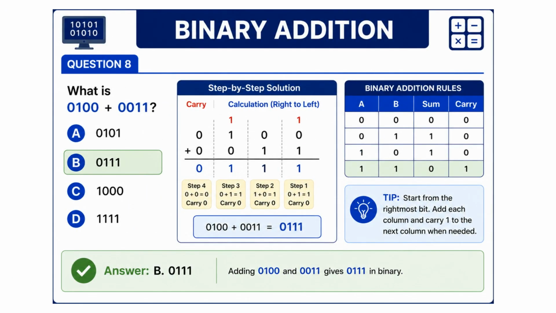Let's solve this binary addition together. What is 0100 plus 0011? Start from the rightmost bit and add 1 column at a time. If the total is 2, write 0 and carry 1 to the next column. After adding all 4 columns, the final answer is 0111. So, the correct answer is option B, 0111.